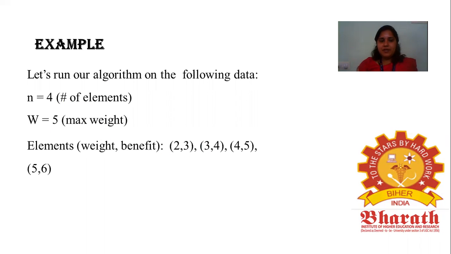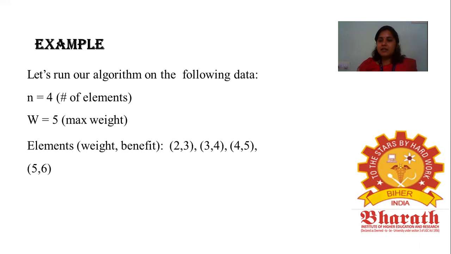So see our example. This is the example. We have four elements and the maximum weight is 5, which means the knapsack capacity is 5. Whenever I insert an object in the knapsack, when I add all those weights, it should not exceed the value 5. Now the elements in the knapsack are given along with the profit and the weight. The first element profit is 2 and the weight is 3. The second object weight is 3, profit is 4. The third object weight is 4 and profit is 5. And the next object profit is 6 and the weight is 5. So we have got 4 objects.